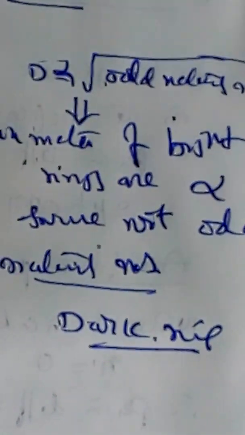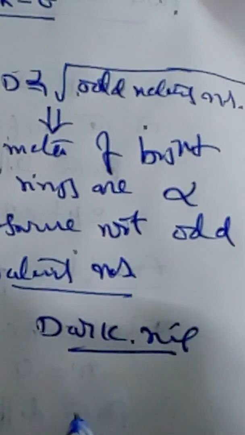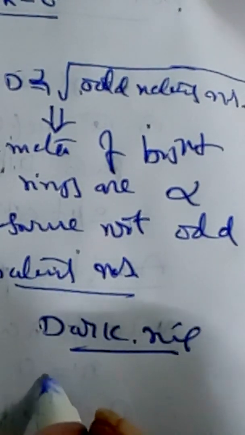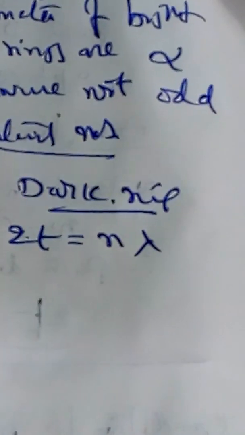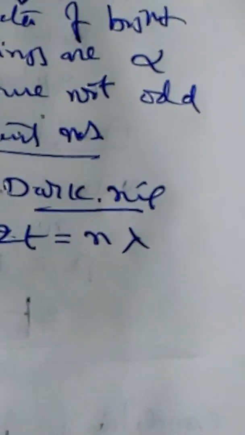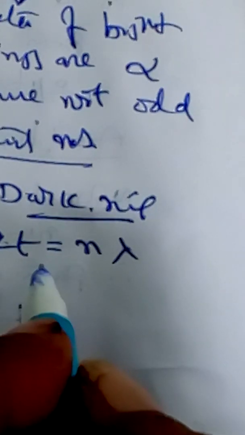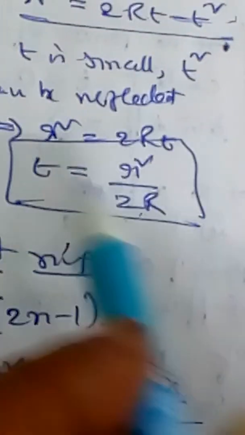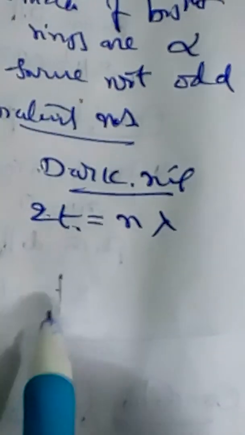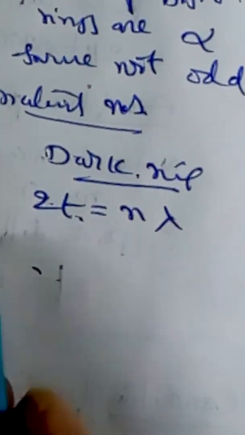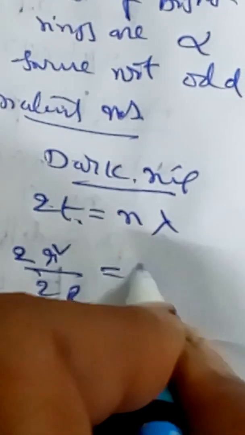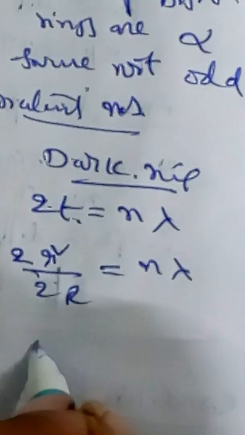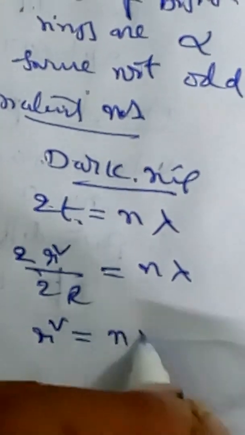If you take dark ring, what is the condition for dark ring? The dark ring condition is very simple. 2t is equal to n lambda. So for t, you can substitute what t is found to be. t we calculated as r square by 2R. So substitute t is equal to r square by 2R here. You will get 2 into r square by 2R is equal to n lambda. That means r square is equal to n lambda R.